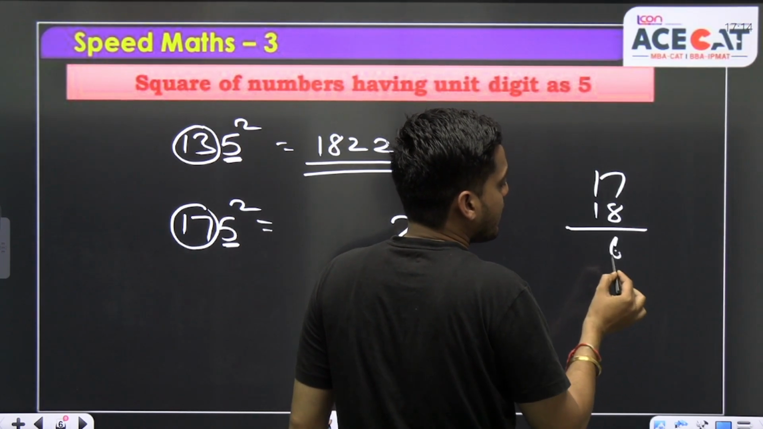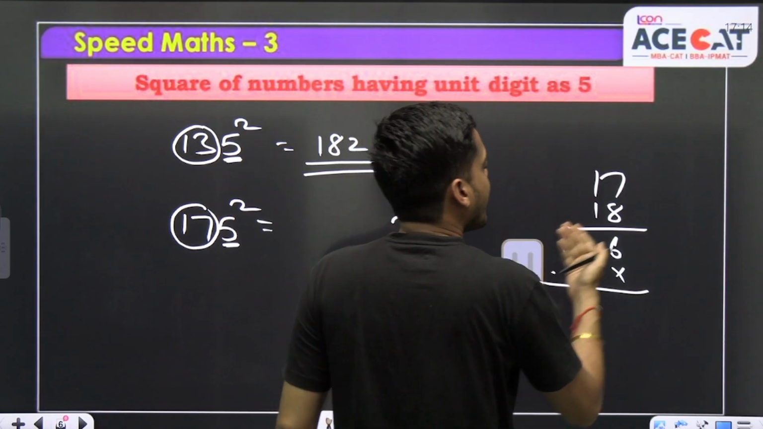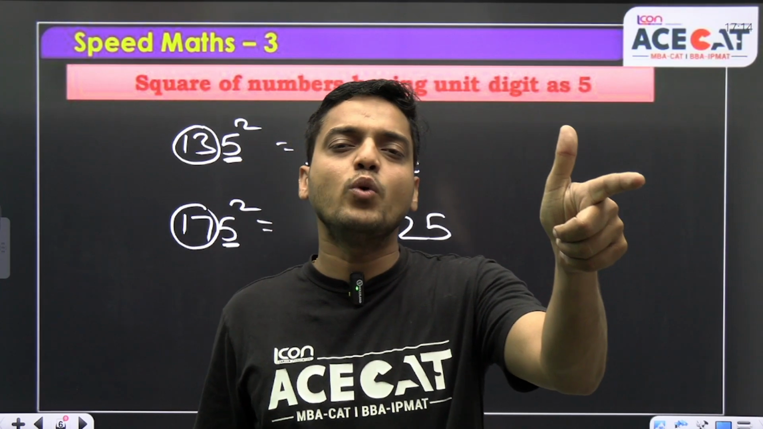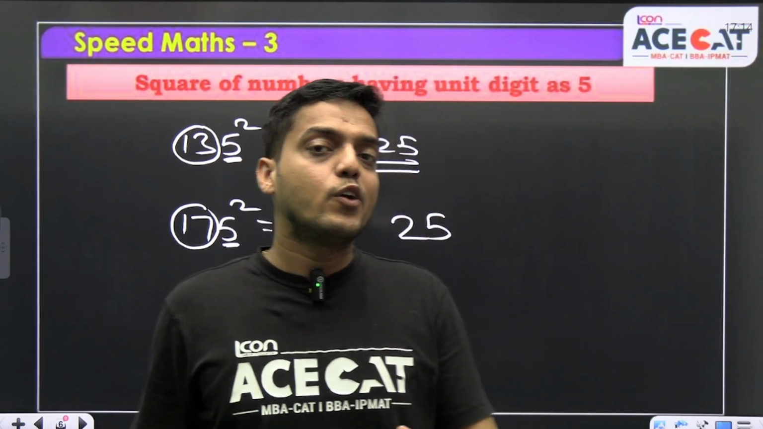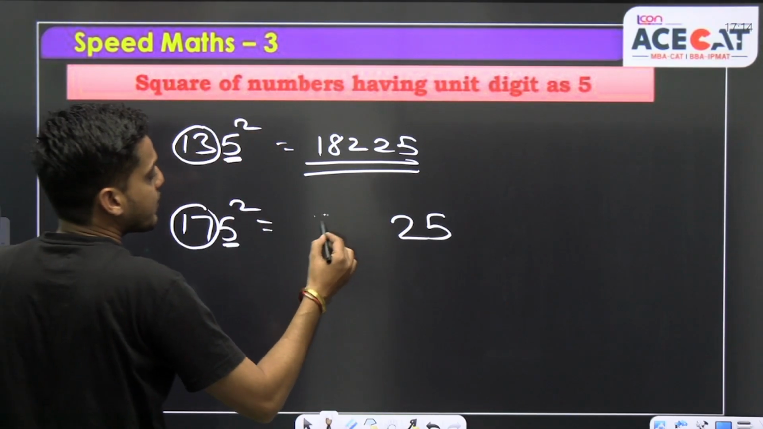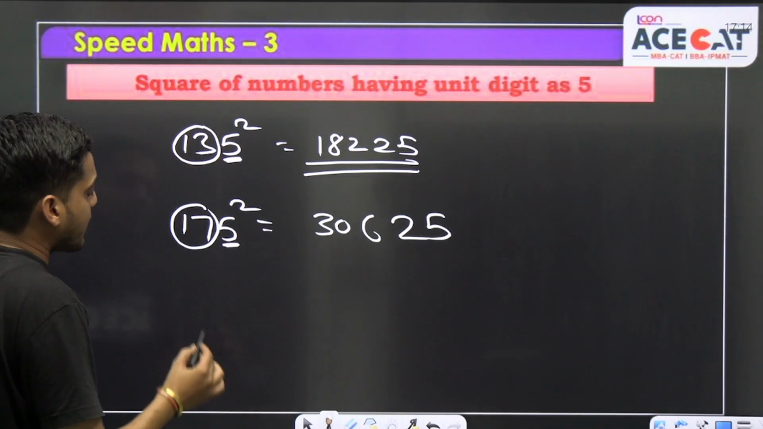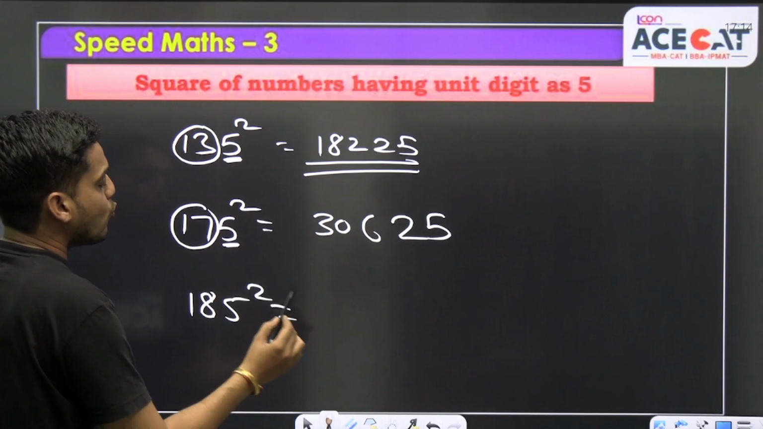8 7s are 56 here, then here, then here, then add? No. Students of my class, remember the square of 17, guys. 17 square is 289. Add 17 into 289, you will get 306. That's it. 30625. That's it. Let's have one more example, guys. If I tell you what is the square of 185, guys, 185 square.